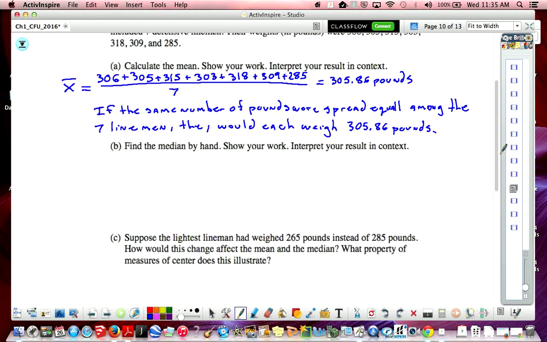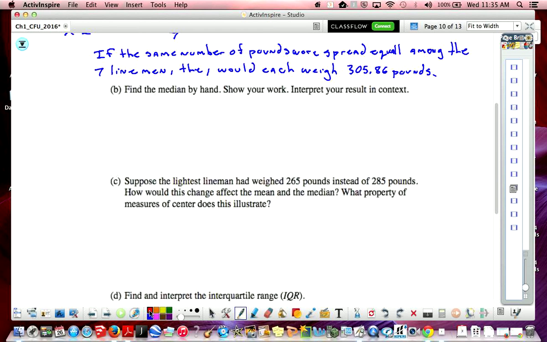All right, B says find the median by hand. So when you do median, remember you're listing them by weight from smallest to largest and you're trying to find the middle. You can see here I'm just listing them from smallest to largest. So I have 7 of them, and the middle is the median. If I take 306, it's right smack dab in the middle. I have 3 on the left and 3 on the right. So my median is 306 pounds.